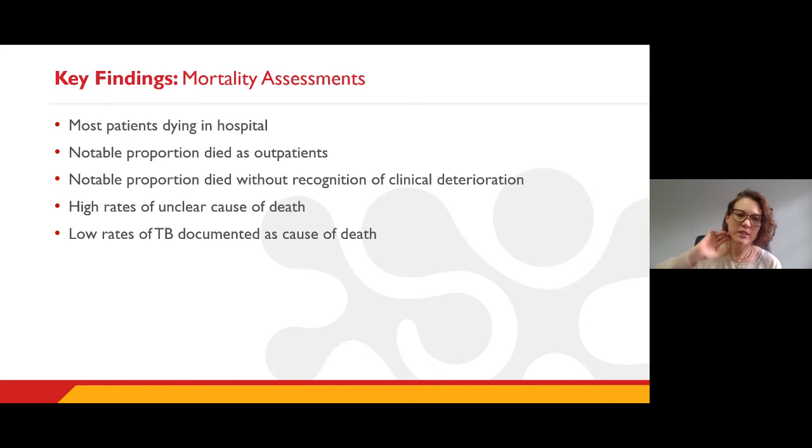So the summary findings from our mortality assessment were that most people are dying as inpatients in hospitals, but a significant portion are actually dying as outpatients, without us recognising any problems or deterioration before they go home. And there were high rates where the cause of death wasn't completely clear from the notes. And so there weren't as many deaths attributed directly to TB as we had possibly imagined.